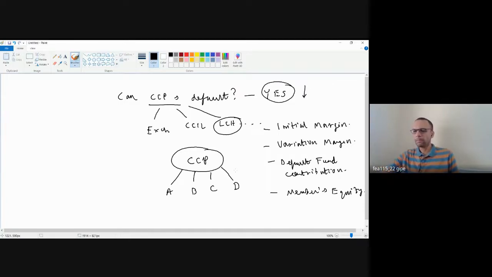And each of these members is going to have to do some kind of margining transactions with the CCP. So is everyone familiar with the idea of margining? Was this covered in your futures class? Initial and variation margins, etc.